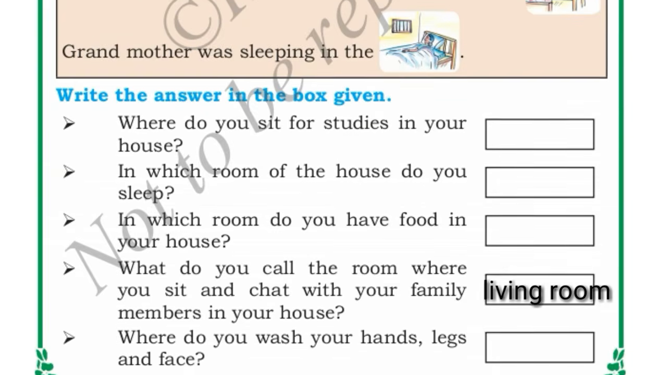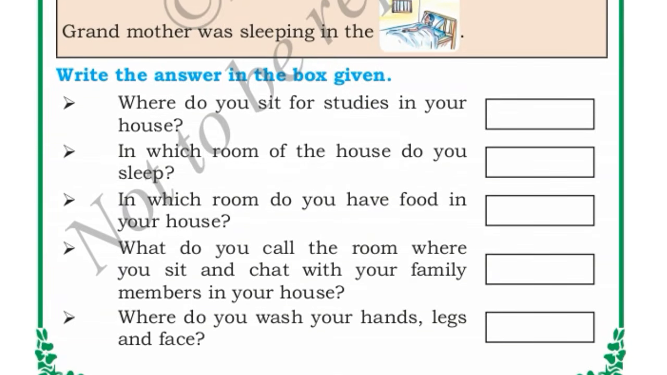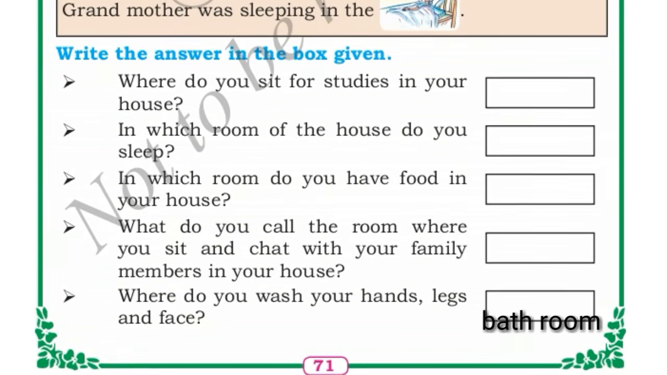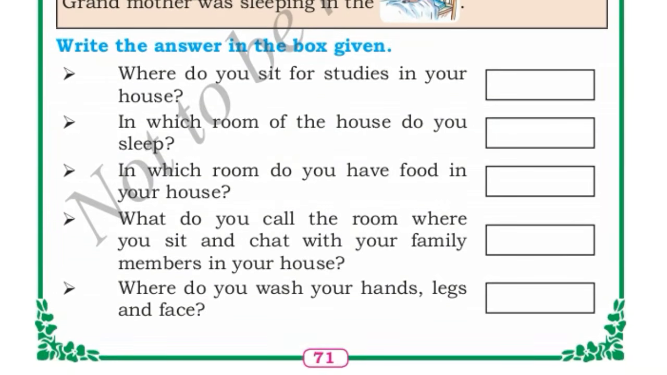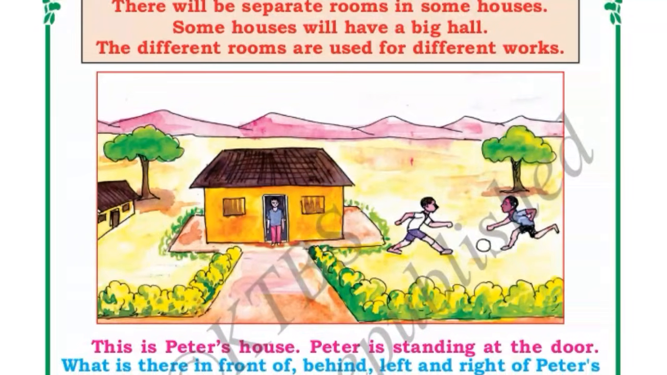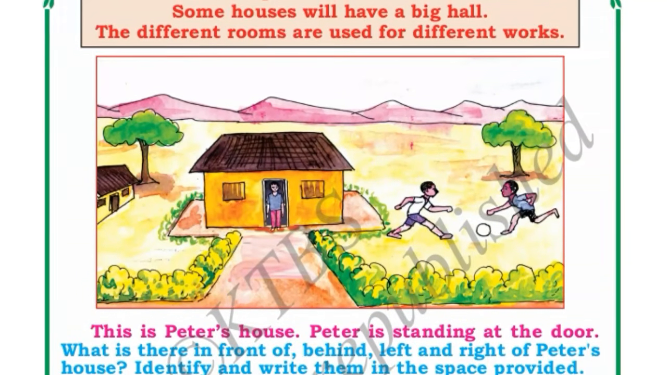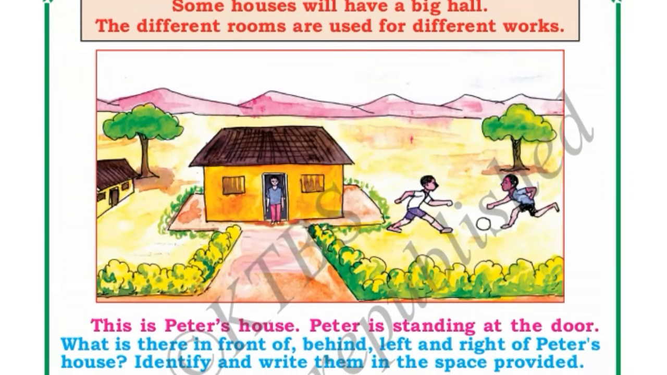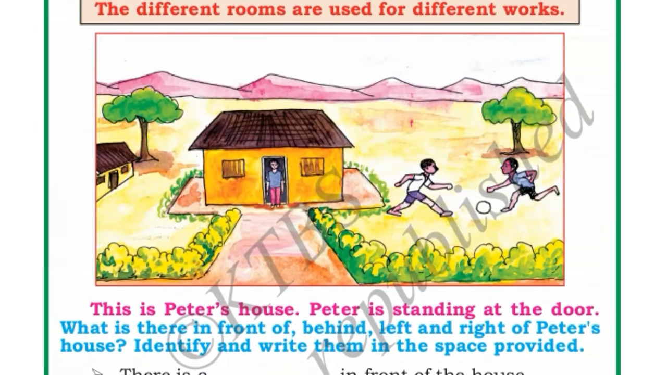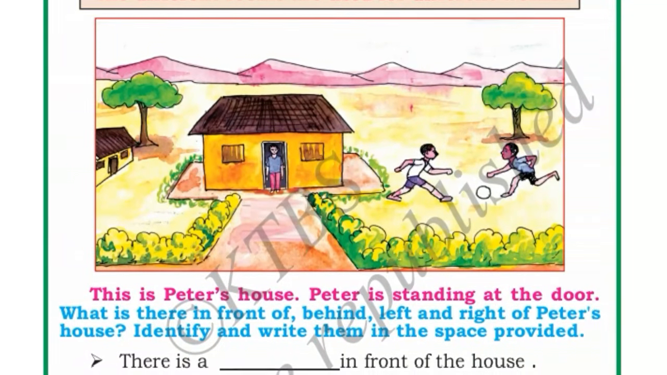Okay. Where do you wash your hands, legs and face, children? As I have told you, we wash our hands, legs and face in the bathroom. Okay. So these are all the different types of portions, different types of rooms which you see in your home, right? Next, children, there will be separate rooms in some houses, and in some houses halls will be very big, and the different rooms are used for different works. As we have mentioned above, there are different rooms for different works, right?